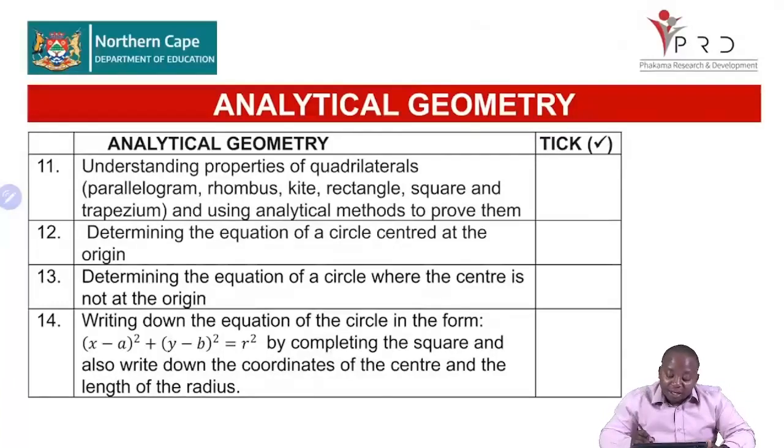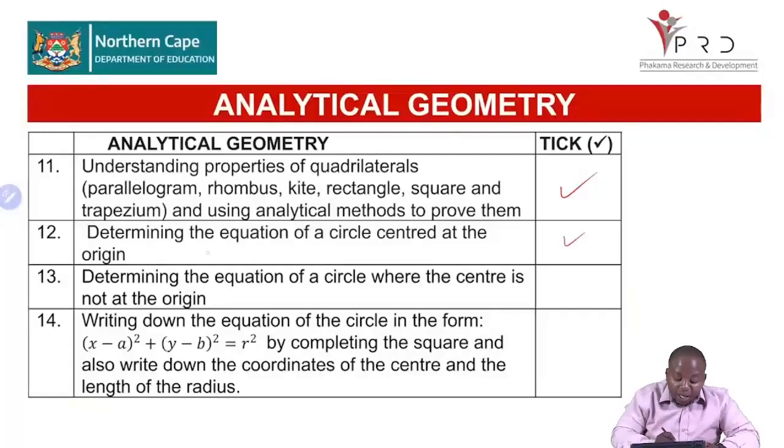Right, let's proceed. Number 11, for analytical geometry, you must be able to understand the properties of quadrilaterals: parallelogram, rhombus, kite, square, and trapezium, and we're going to use analytical methods to prove them. You must be able to determine the equation of a circle centered at the origin. And remember, this one is the one that says x squared plus y squared equals r squared.